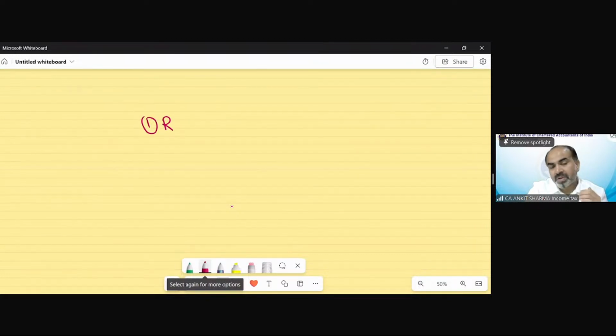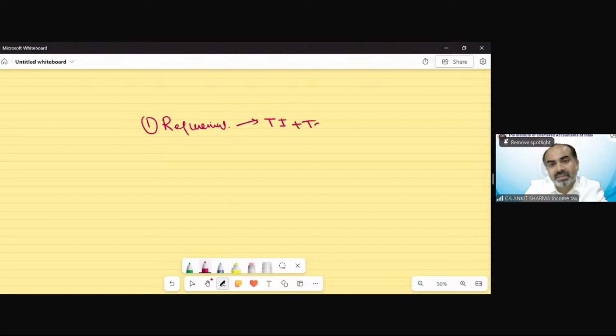Might be it will be about 15 marks or 12 marks. So that would comprise a lot of marks. So before reading the question, in the starting you have to find out what is the requirement of the question firstly. So the requirement could be that you only need to calculate total income or tax.